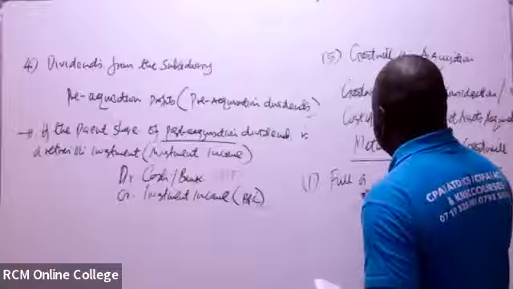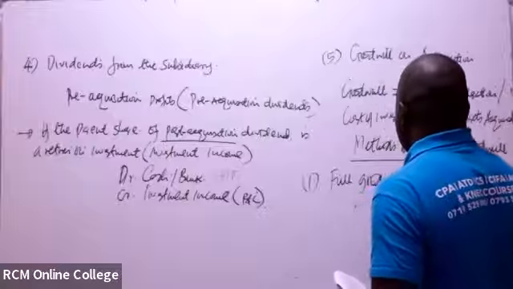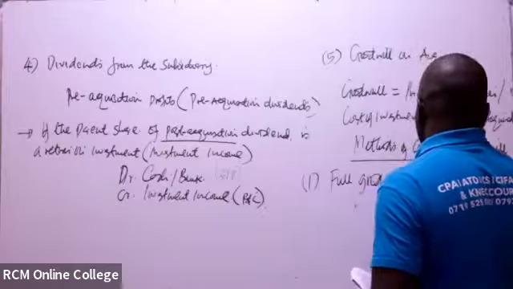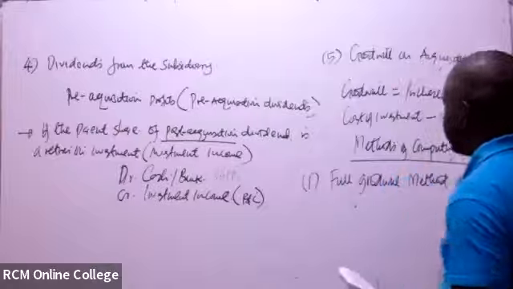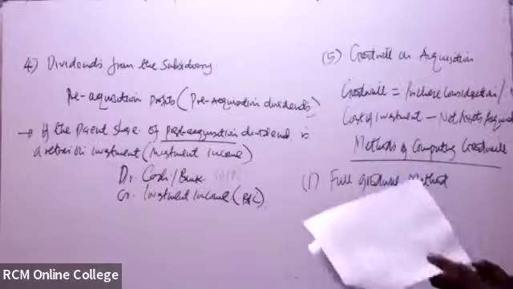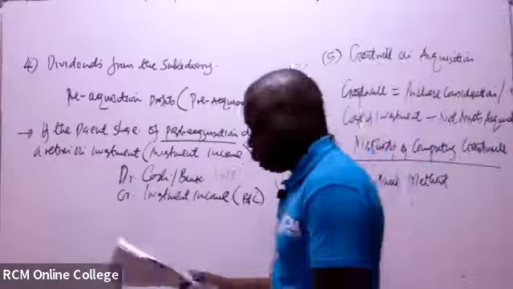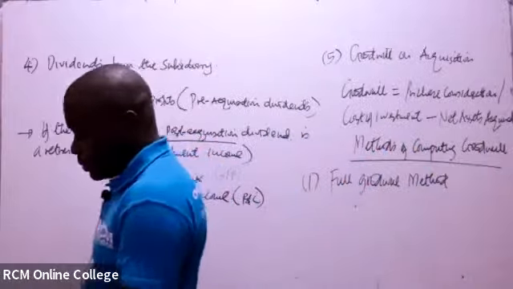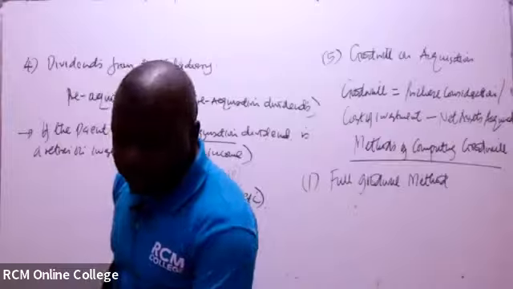The full goodwill method. You write number one, we call it the full goodwill method. Then you write this about this.